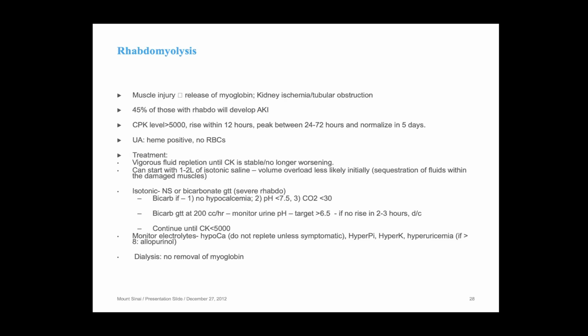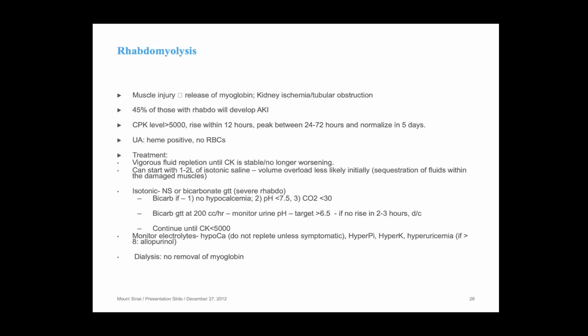Initially, you will not see so much volume overload, but as you give them more and more, they may develop sequestration of fluid within the damaged muscle. So what you have to really watch out for is compartment syndrome. What is the indication for bicarb drip in this patient? Only if there's no hypocalcemia, because remember, metabolic alkalosis worsens your hypocalcemia. If serum pH is less than 7.5 and serum bicarb is less than 30.